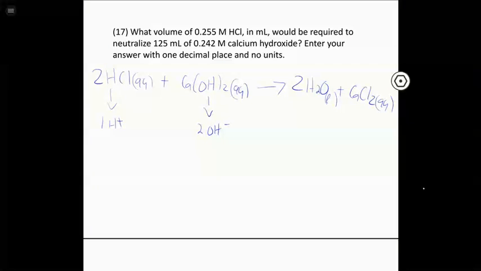So if our base already has 2 OH- in the formula, we then need to have 2 H+ to be able to react completely with that. Okay? So that's the balanced reaction. Now we just use it to do a glorified stoichiometry problem.